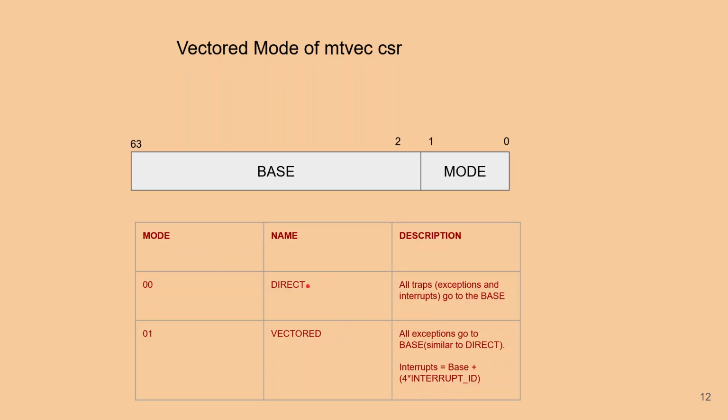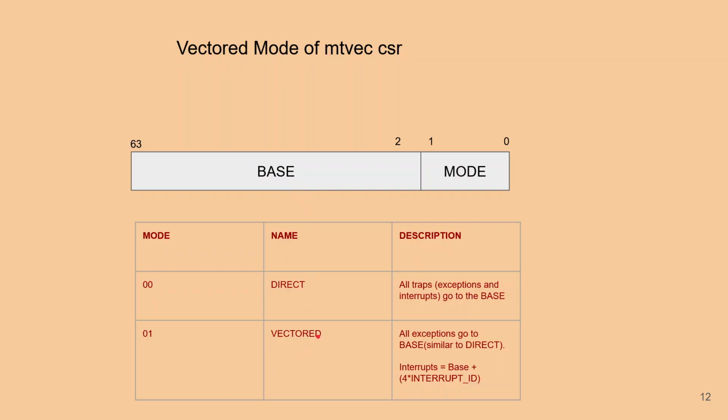In the direct addressing mode, all traps, exceptions, and interrupts go to the base address specified in the base field of the mtvec CSR. When running in direct addressing mode, if there is an exception or an interrupt, the PC gets redirected to the base address specified in the mtvec CSR, and the handler execution begins at this address.